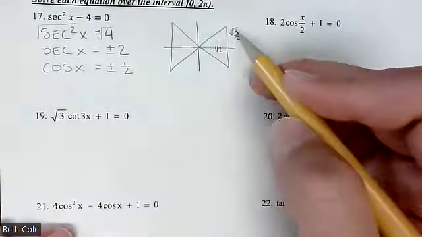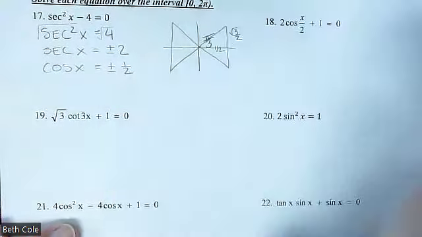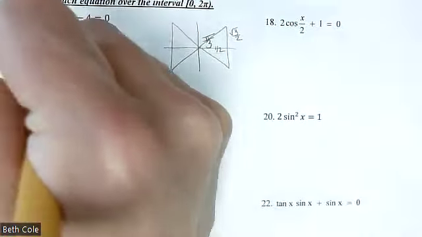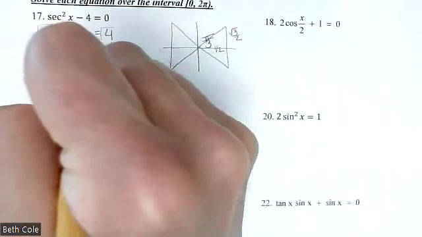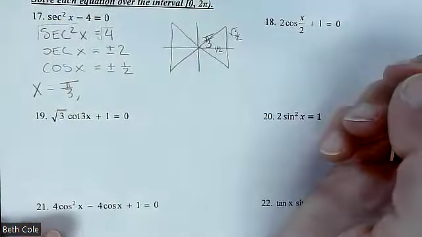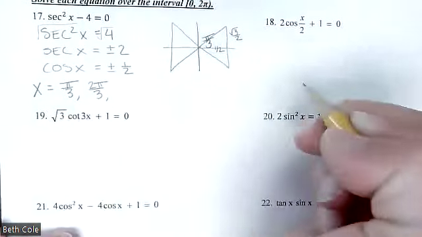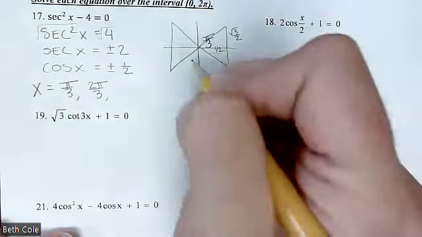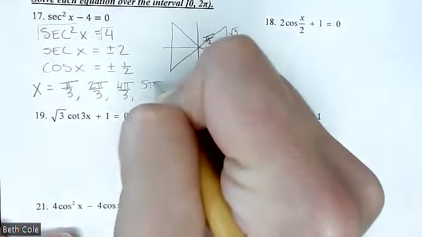And so what's your angle across from square root of 3 over 2? Pi over 3. And then you're going to go around and get all of your answers that have pi over 3. So pi over 3, and then what's the one in the second quadrant? 2 pi over 3. We missed one. 4 pi over 3, 5 pi over 3.